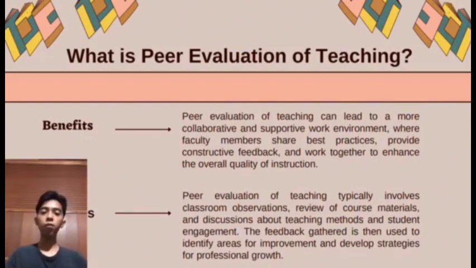The process of peer evaluation of teaching typically involves classroom observations, review of course materials, and discussion about teaching methods and student engagement. The feedback gathered is then used to identify areas for improvement and develop strategies for professional growth.